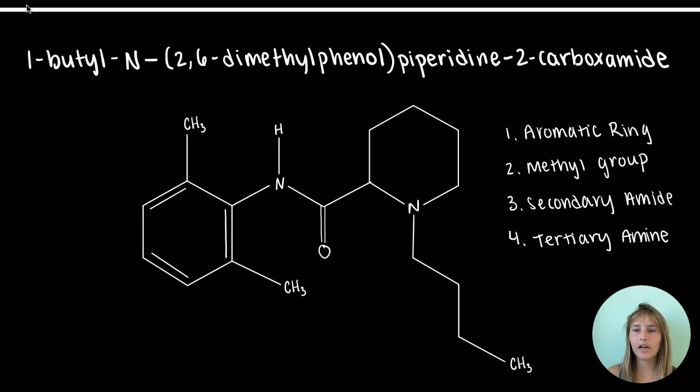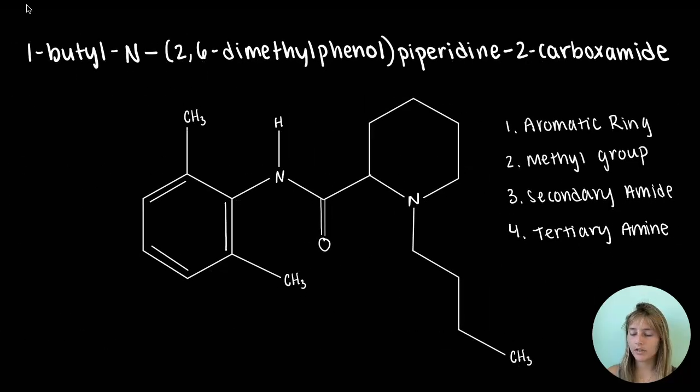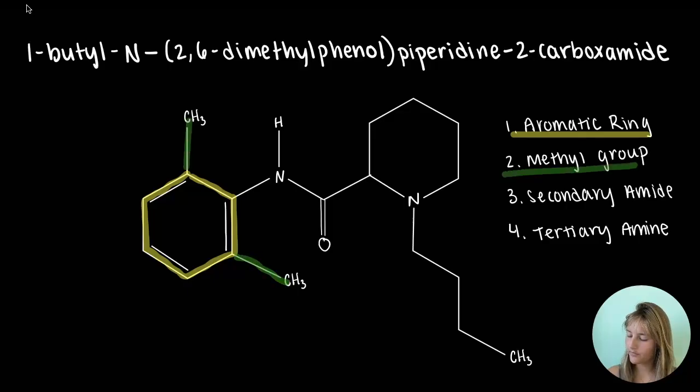To begin with, we have 4 functional groups. First, on the left, we see we have an aromatic ring. And attached to the aromatic ring, we can see we have 2 methyl groups. Connecting this ring to the rest of the compound, we see we have a secondary amide. And then lastly, there's a tertiary amine in the other carbon ring.